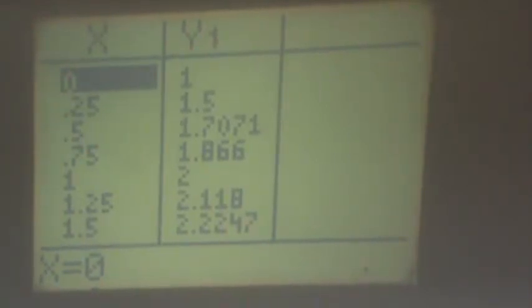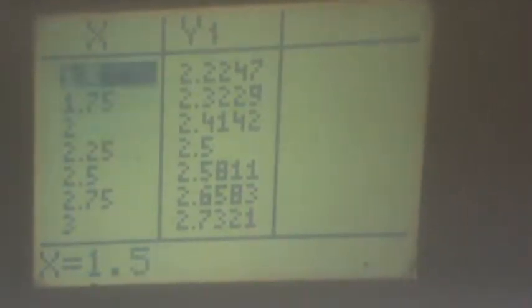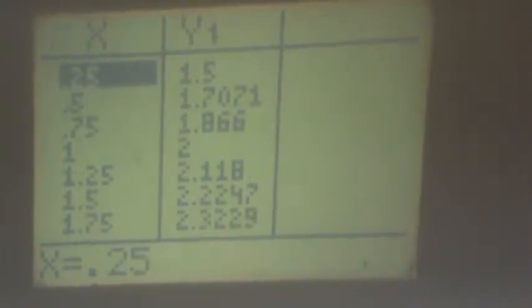So my area is going to be 1/2 times 1 plus 1.5 plus 1.707 plus 1.866 plus 2 plus 2.118 plus 2.2247 plus, is there any more? I thought I was only supposed to have 8. Oh wait, I'm going by increments of, oh, what a bummer, my table. Okay, I understand what went wrong. Okay, all right, I'm so stupid.